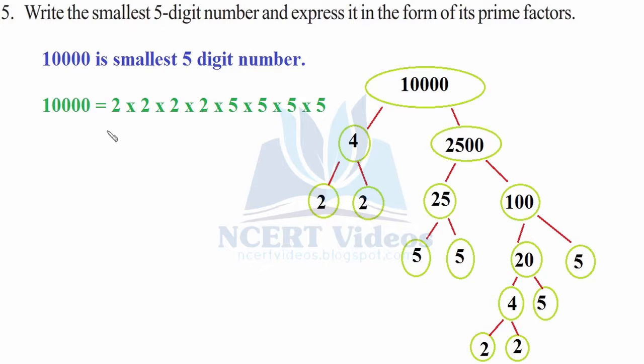So you can see that the root nodes here contain 4 2s and 4 5s. 5s are here 1, 2, 3, 4. So 4 5s. This is how you do question 5.